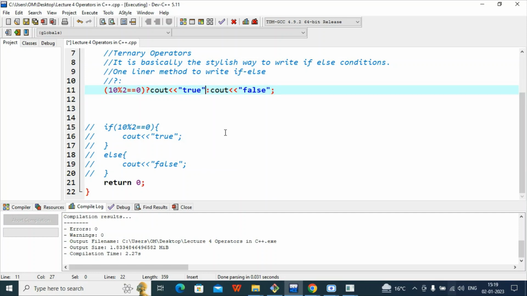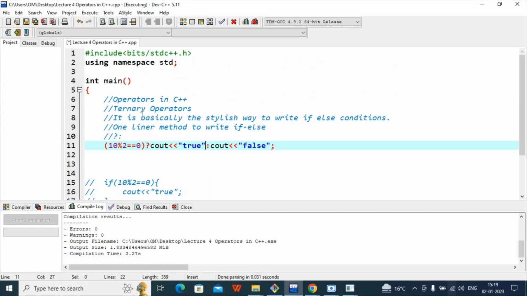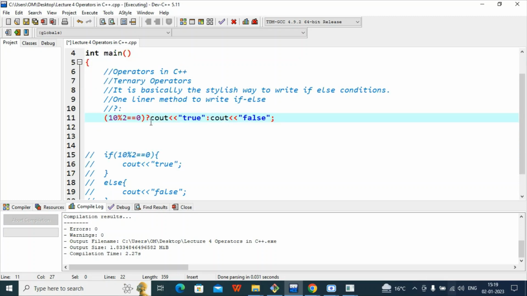I hope you all are very clear with ternary operators. So you have three types of operators in the C++ language. First is binary: assignment, arithmetic, relational, logical. Second one is unary: post increment, post decrement. Third one is the ternary operator. Ternary means three kinds of something. Why is it three? Because you are using three entities. First is the condition, second is the print statement for this condition, third is this.